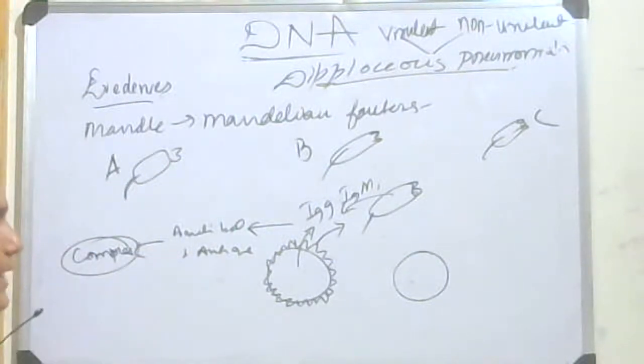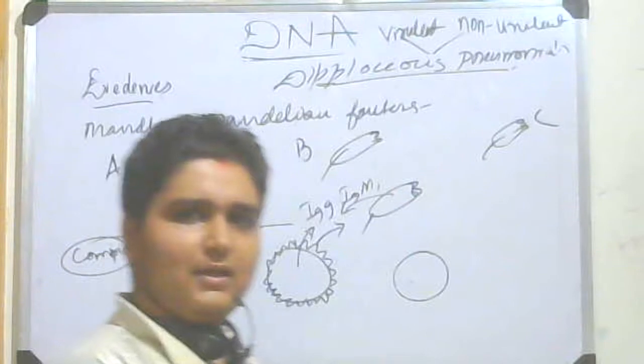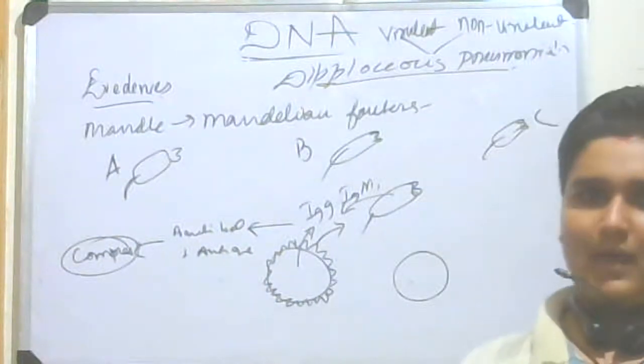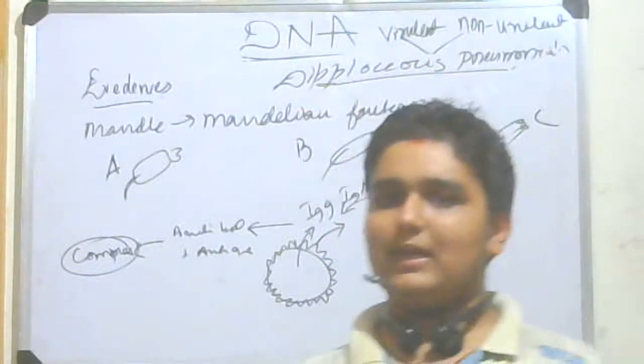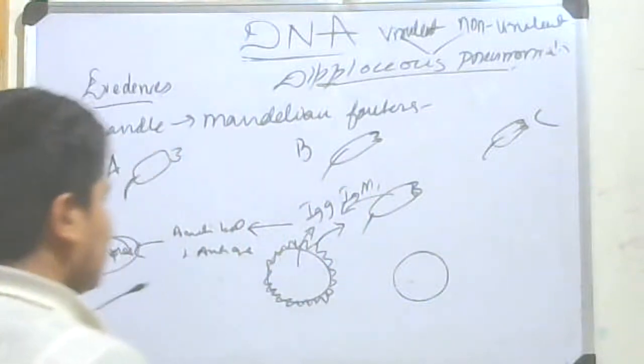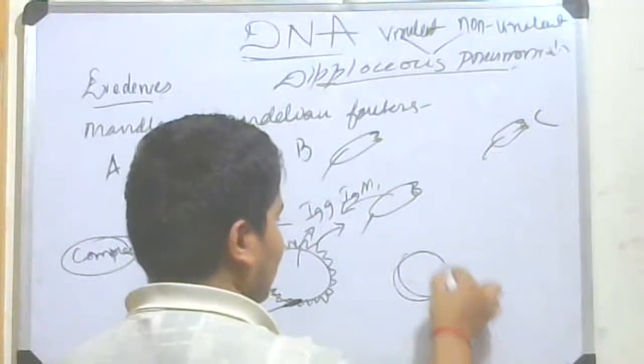And this antibody-antigen complex is harmless. It does not cause any disease, and that is what our immune system basically does. But what about these smooth shells? These smooth shells are what we call virulent.